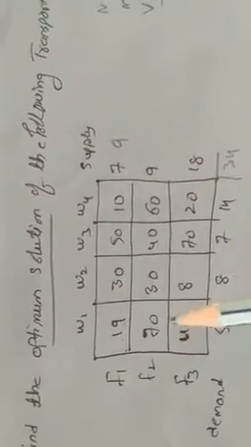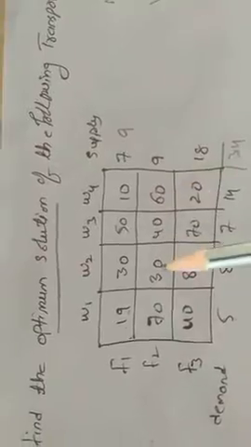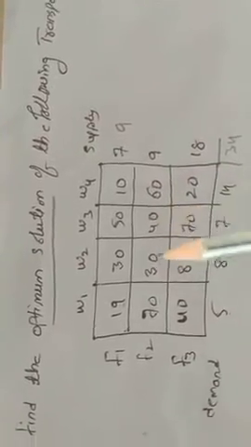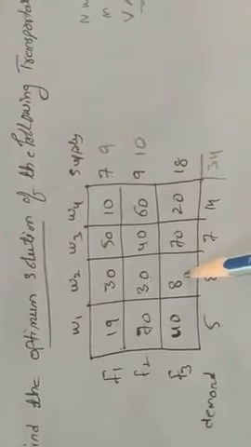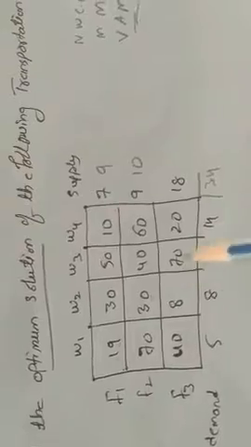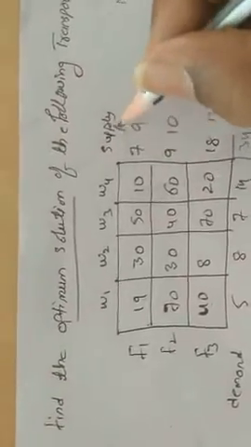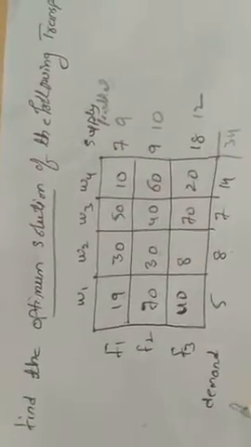Next row: 20, 70, 30, 40, 60. The minimum two elements are 40 and 30, so the difference is 10. Next row: 80, 40, 80, 70, 20. The minimum two elements are 8 and 20, so we get 12. These are the row penalties.